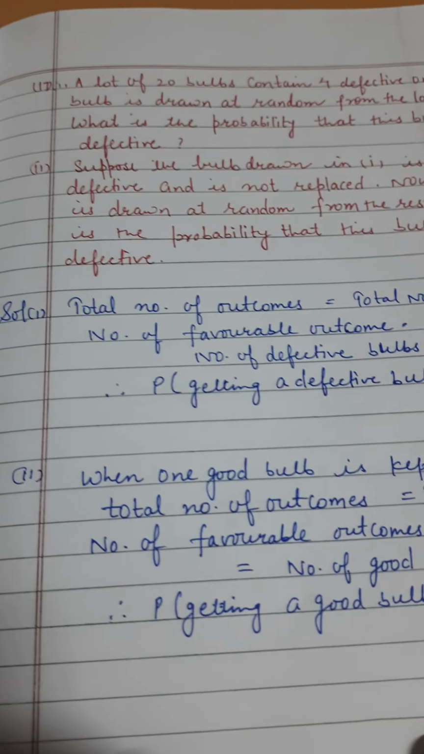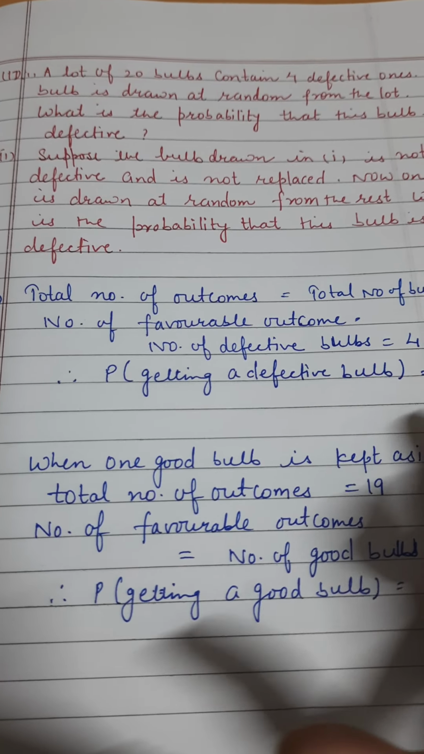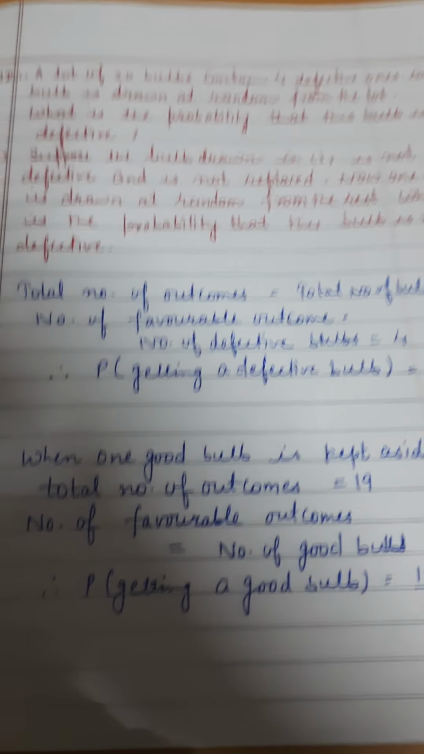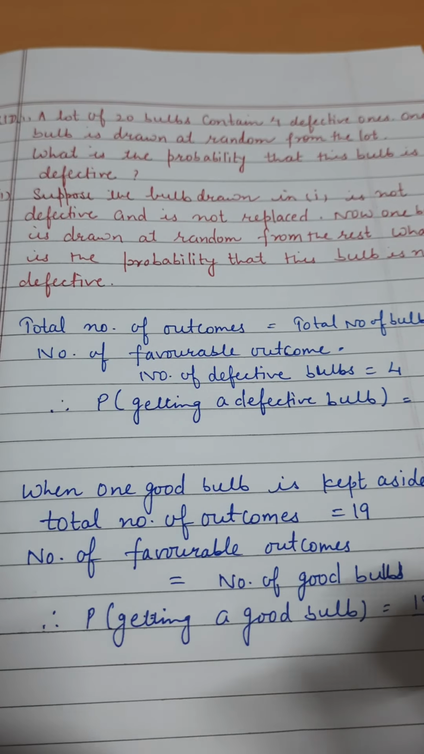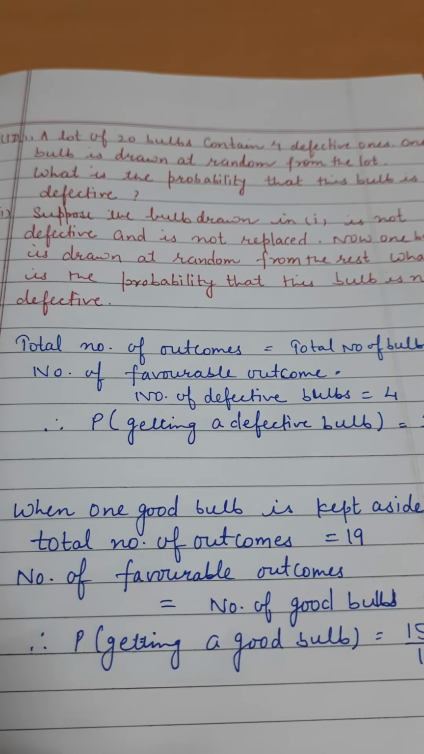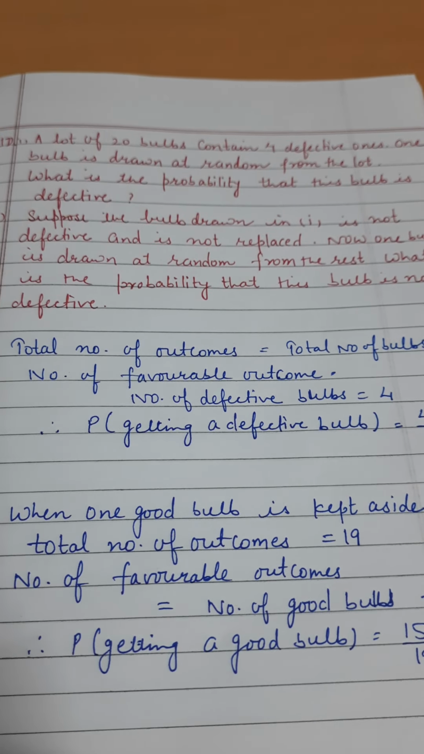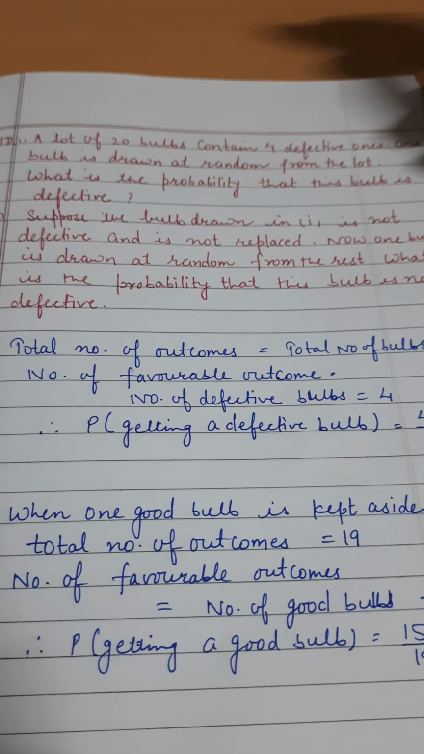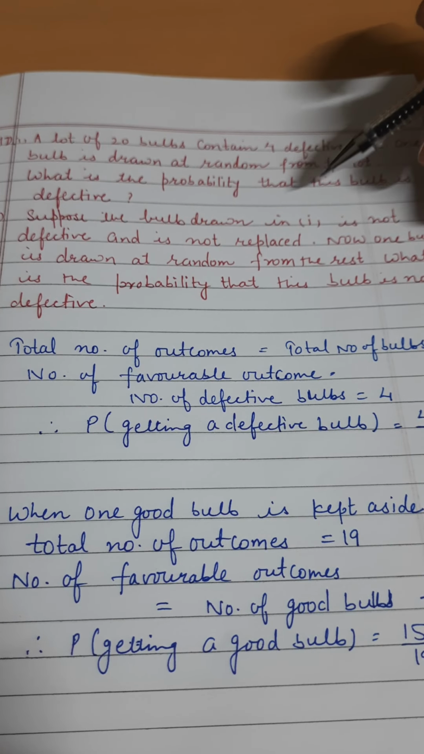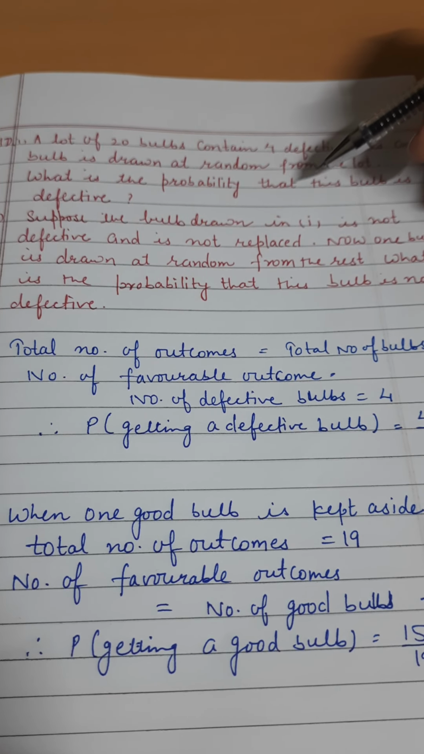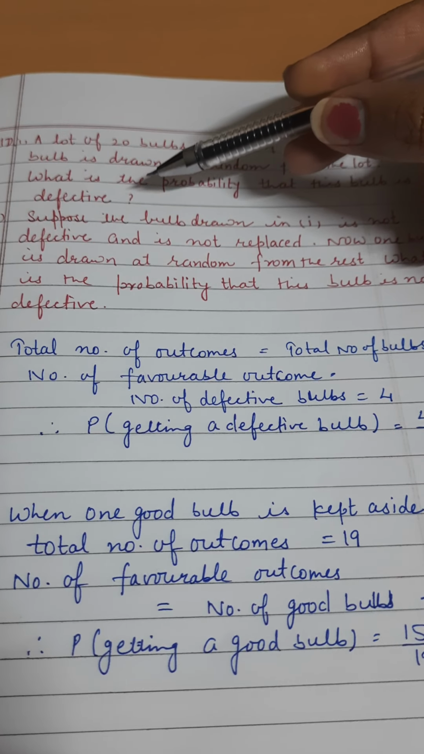The last question for today is question number 17. A lot of 20 bulbs contains 4 defective ones. So a lot of 20 bulbs is there where 4 are defective. A bulb is drawn at random from the lot. What is the probability that this bulb is defective?